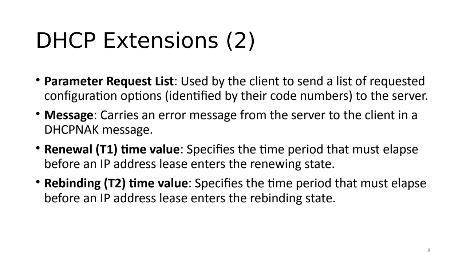T1 is when 50% of the lease time is gone. That is, if you have a lease of 100 days and it reaches 50 days, then it is T1. If it reaches 85 days, then it is T2, meaning 85% of the time. When it is T1, it is called the renewing state. If it is T2, that is rebinding. You need to find a server, this server or another server.